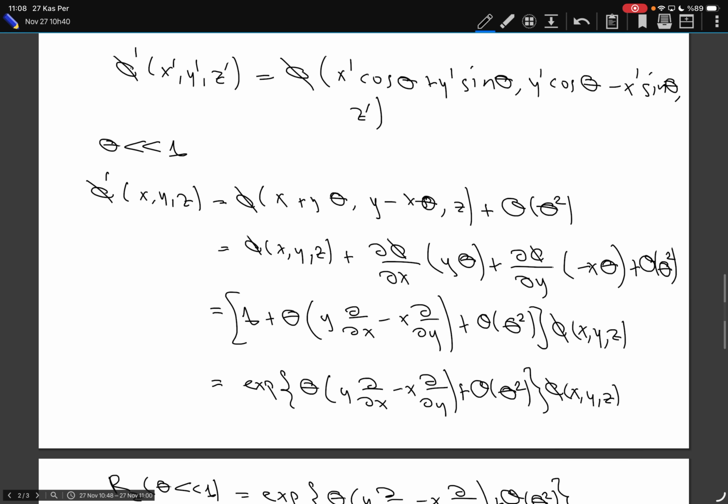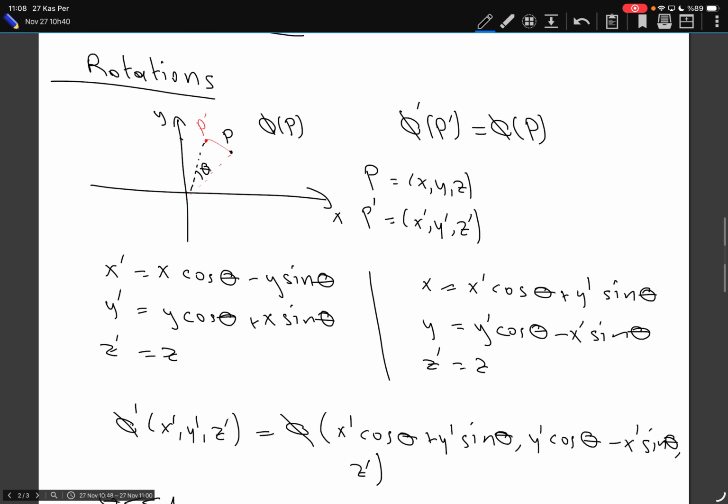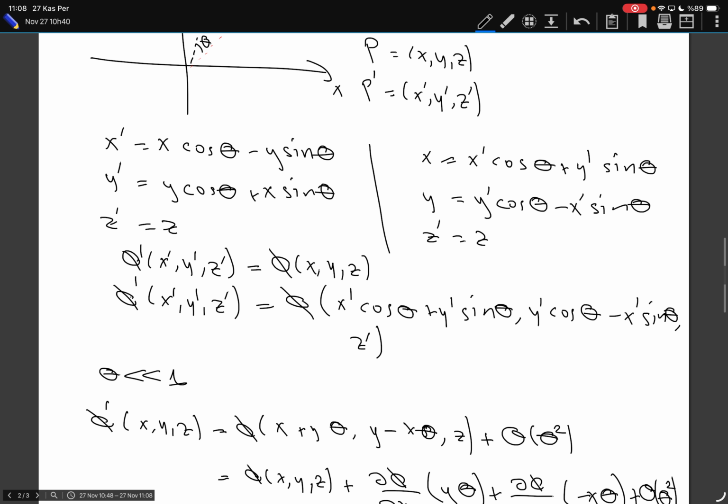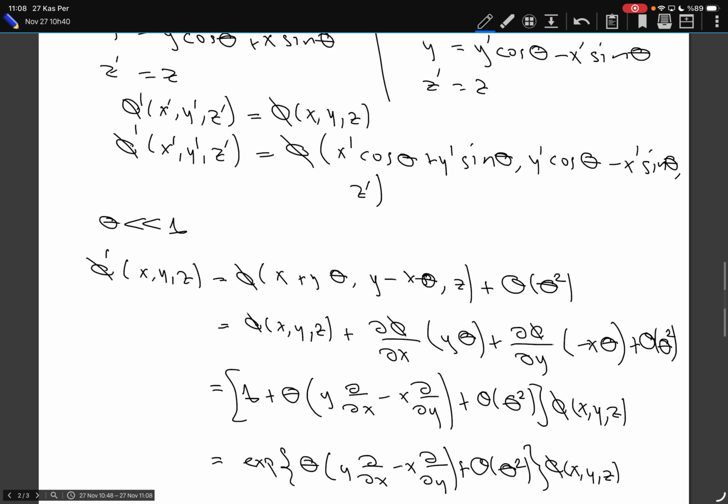You see, here what I did, I have this scalar function, phi prime, at the point x prime, y prime, z prime is actually phi of x, y, and z. Then what I did, I expressed x, y, and z in terms of x prime, y prime, z prime, and just proven that phi of x, y, z is actually equal to e to power minus i theta Lz phi of x prime, y prime, z prime. This is what I had proven for any function phi.